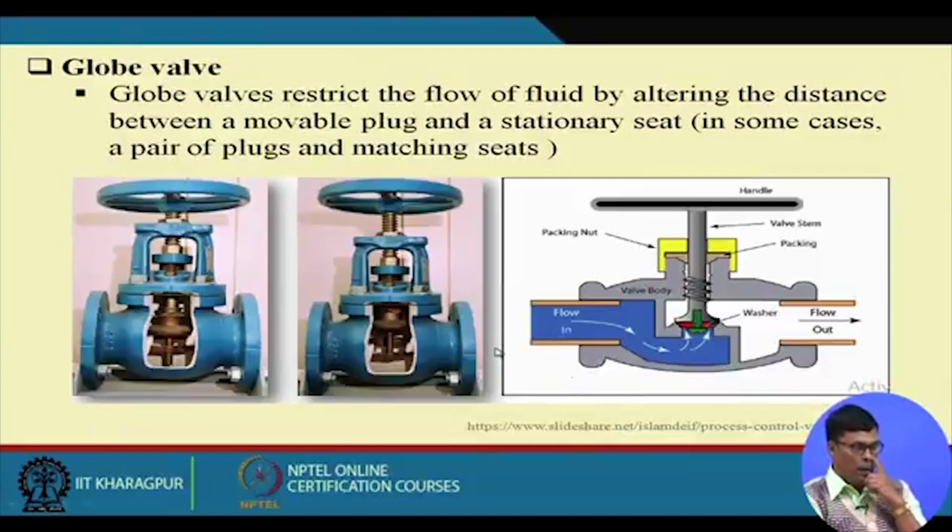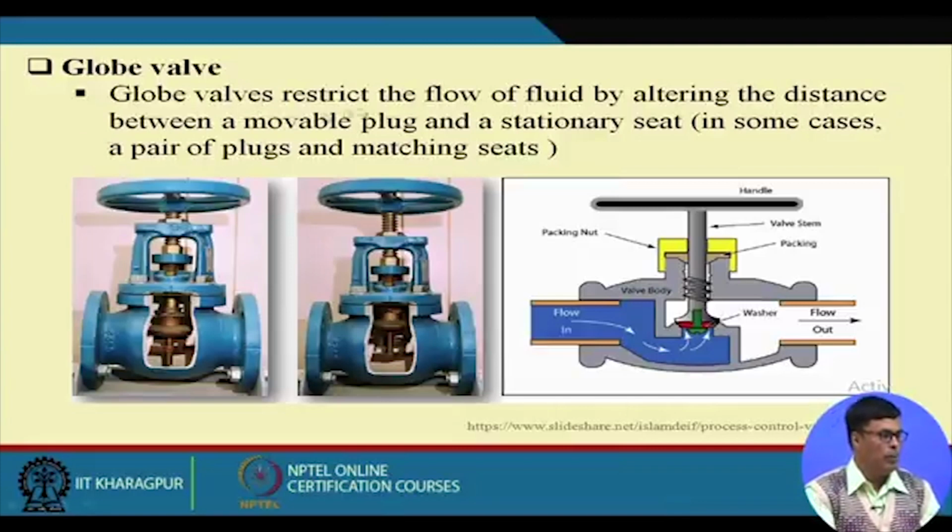Now, the globe valve, let me show you how it looks. A globe valve restricts the flow of fluid by altering the distance between a movable block and a stationary seat. You can see the liquid is coming and passing through this orifice. When you open, this shaft will go up and the liquid will flow like this, and when you close it, it slowly closes this, so the water flow stops. This is how the globe valve works. We use this in our house, particularly in the water basin, for controlling the flow rate of the water.